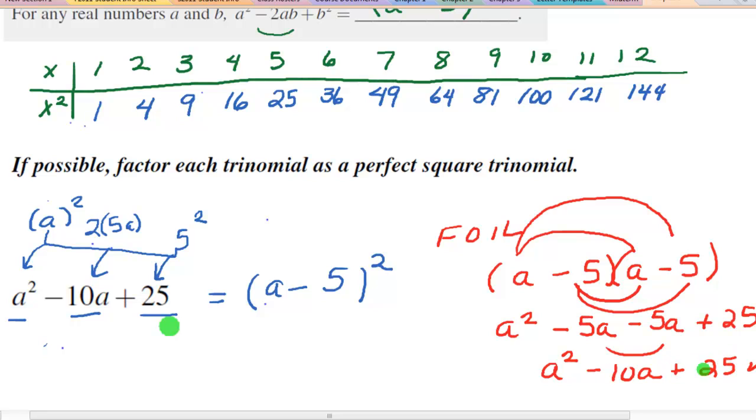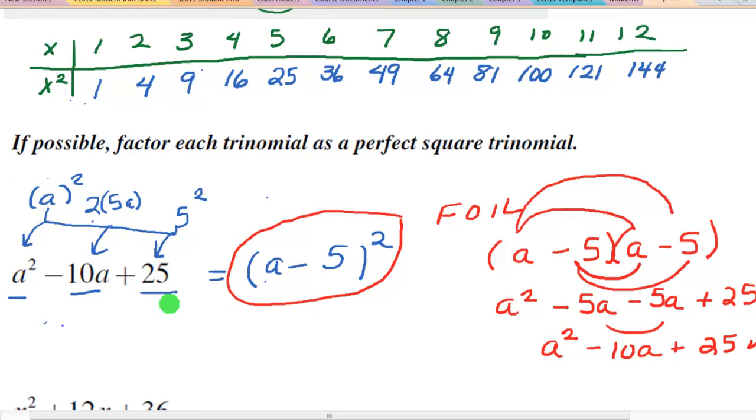So it checks because that's the trinomial we started out with. So here's our factored form: a minus 5, all squared. Okay, let's try another one.